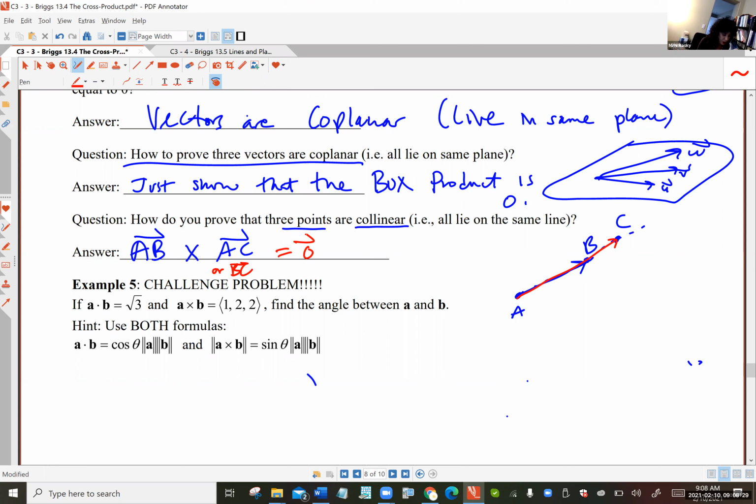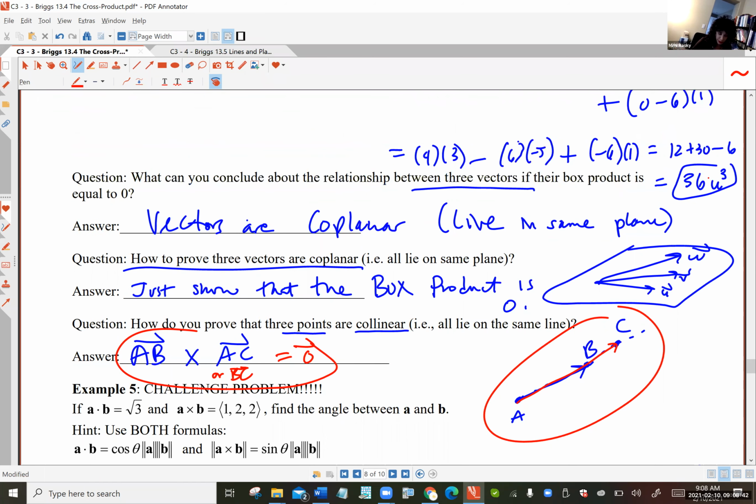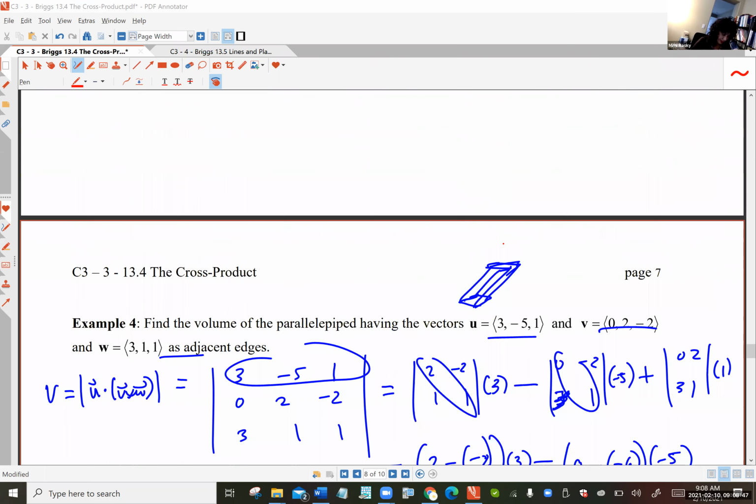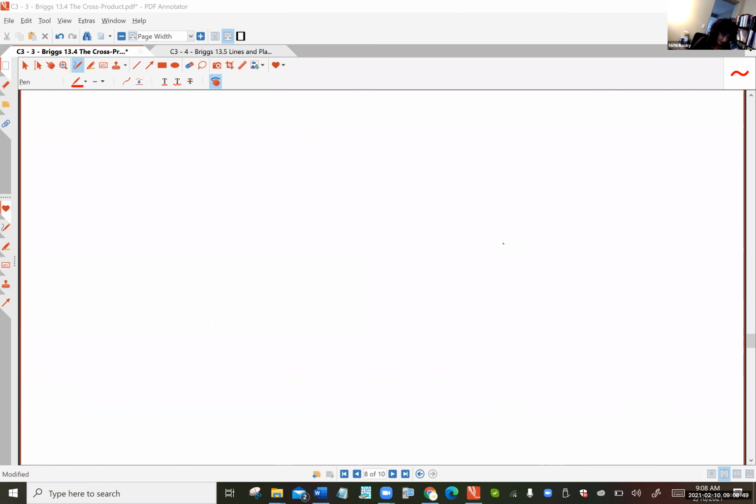Now, does anybody know why this is a good enough proof to prove that all these 3 points live on the same line? Does anybody want to try? If you don't get it, I wouldn't expect you to, since you're still new to learning, but I'll point out the answer. Got to do a lot of scrolling.